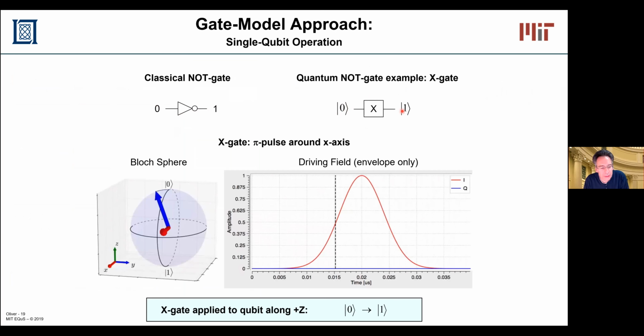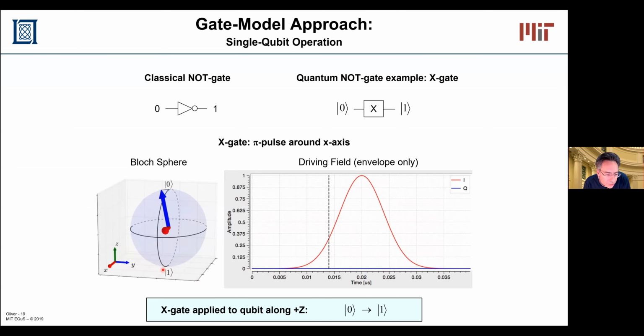So this is what it looks like on the Bloch sphere. The blue vector here is the Bloch vector, and it starts at the north pole, and it rotates to the south pole under the action of this vector, the red vector that's coming in and out of the screen along the x-axis. And that's representing the envelope of the pulse that we apply to the qubit to implement the gate. And the amplitude and the duration of the pulse is tuned so that you get exactly a pi pulse rotation. And we call it an X gate because we're rotating around the X axis.